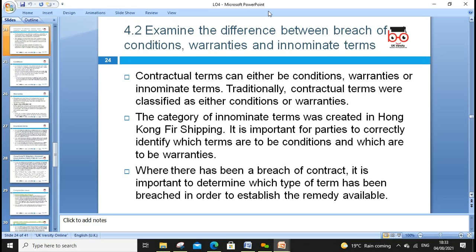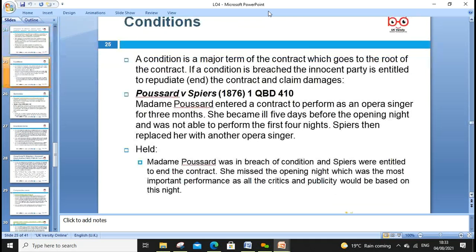For shipping, it is important for the parties to correctly identify which term is a condition and which term is a warranty. So we have to decide whether it is a warranty or a condition attached to the product. Yes, and a warranty can be a warranty and guarantee. Any question here?